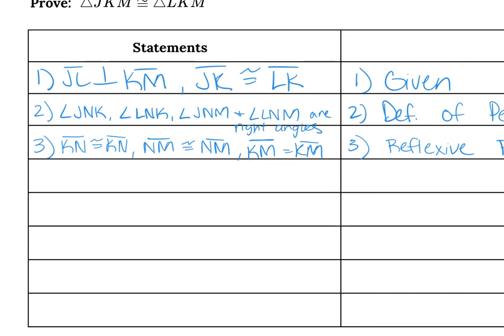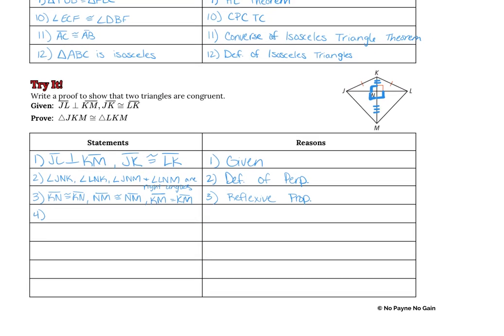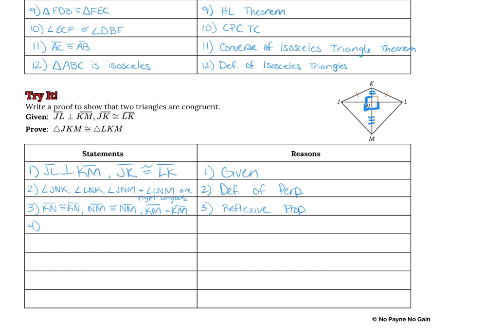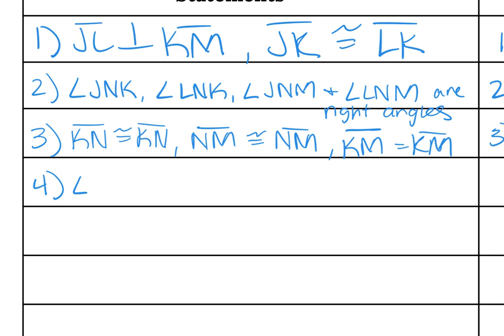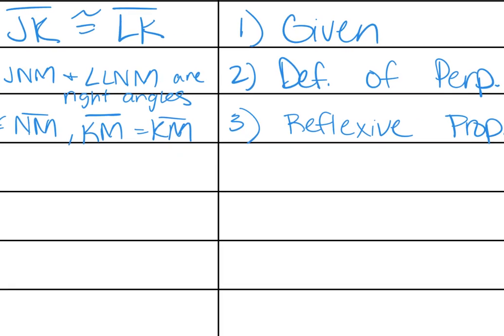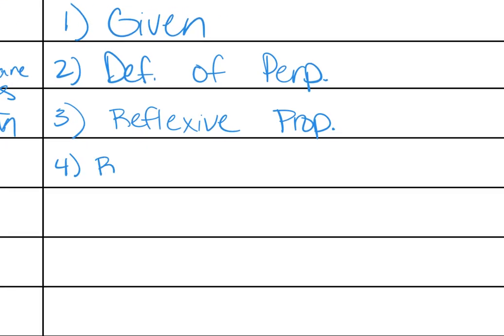All right, 4. Okay, JNK we know is congruent to LNK because they are both right angles. And that's because right angles are congruent. Right angles are always 90 degrees. They're always the same measure.